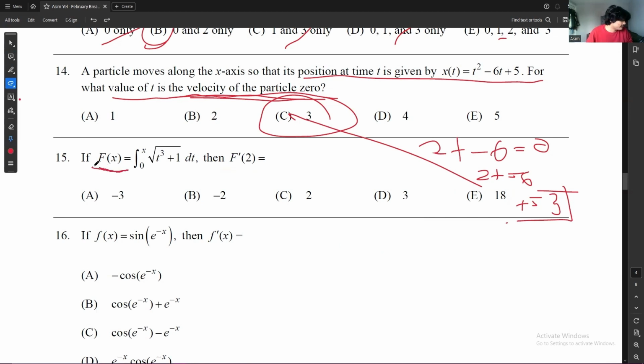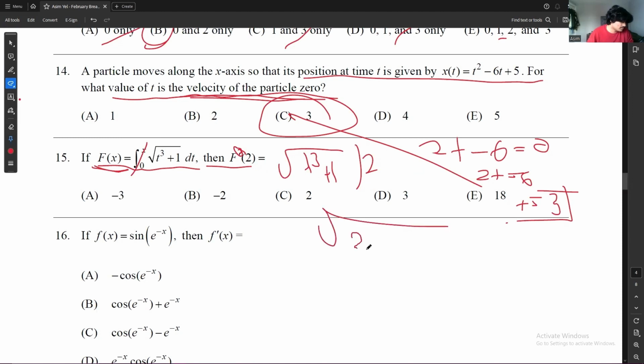So if we have f of x equals to this, and then f prime of 2, what is f prime of 2? So from the fundamental theorem of calculus, we can just cancel this integral by taking the derivative, and then we're going to end up with t cubed plus 1, and we're plugging in 2. So if we plug in 2, it's going to be 2 cubed plus 1, which is 9.